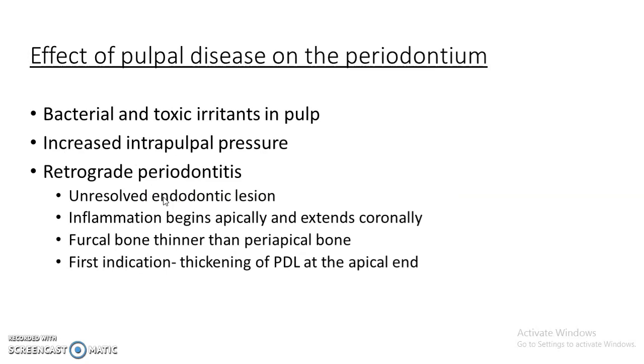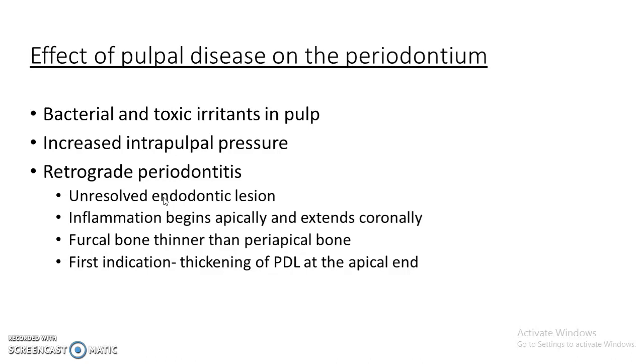And the effect of pulpal disease on the periodontium. Bacterial and toxic irritants in pulp, increased intrapulpal pressure, and the retrograde periodontitis, that is unresolved endodontic lesion. Inflammation begins apically and extends coronally, and the furcal bone is thinner than periapical bone, and the first indication is thickening of PDL at the apical end.